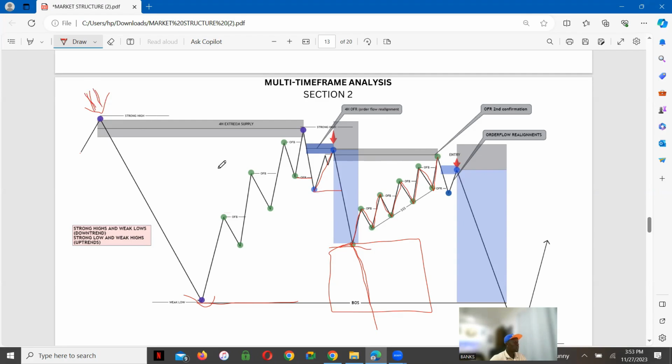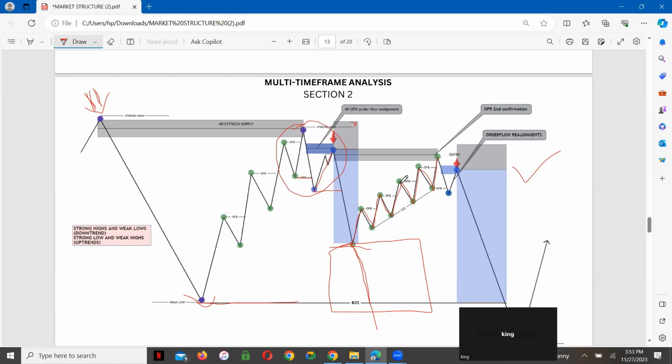So even if you would miss any entry, after you miss this entry, this particular entry is something you should never miss. You should take this entry by then, because order flow has already realigned with the higher time frame trend. Price is shooting for higher highs and higher lows.